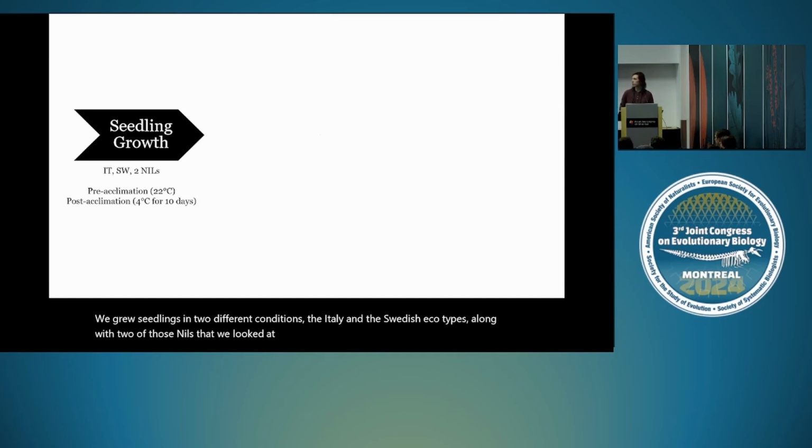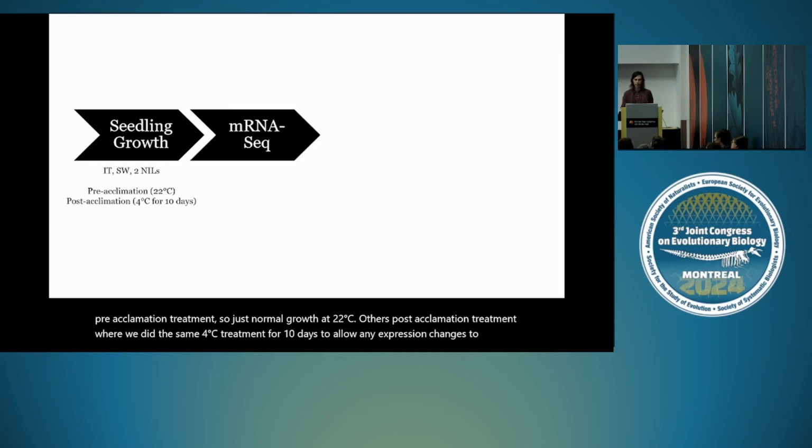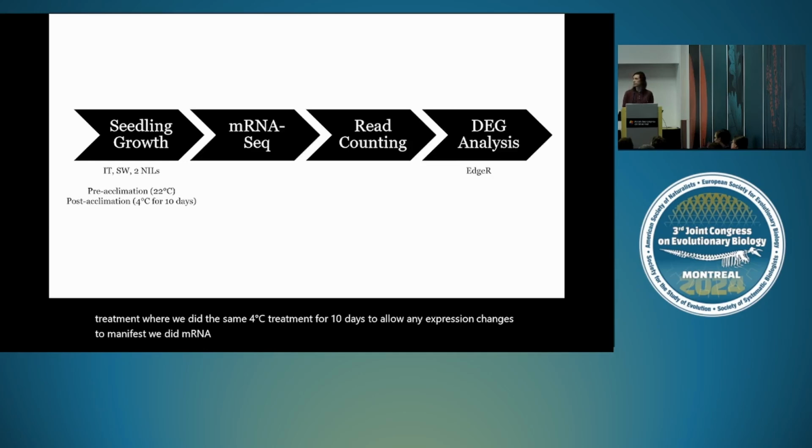Some of them we grew in what I'm calling a pre-acclimation treatment, so just normal growth at 22 degrees Celsius. Others, post-acclimation treatment, where we did this same 4 degrees Celsius treatment for 10 days to allow any expression changes to manifest. We did mRNA sequencing, read counting, and then did differential gene expression analysis in EDGE-R.